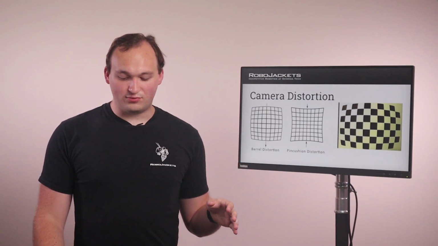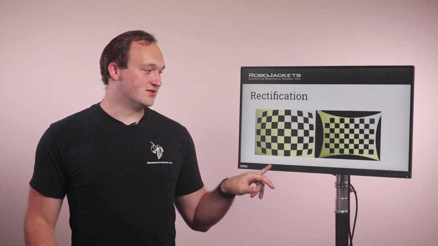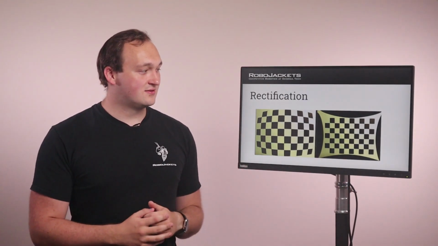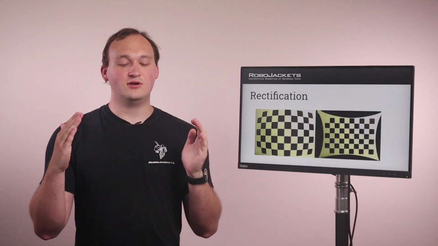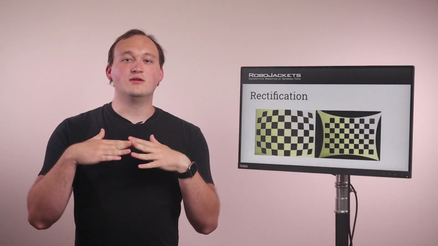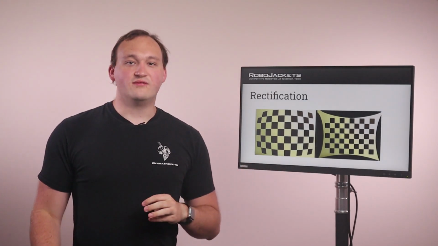Before we can use this for processing, we actually have to rectify this distortion and get it back to an image that looks like this. Because that's going to take lines that are no longer straight and make them straight. And this is really important for a lot of applications.